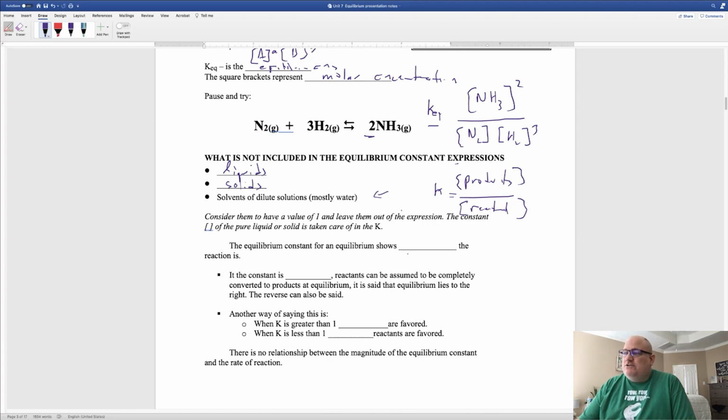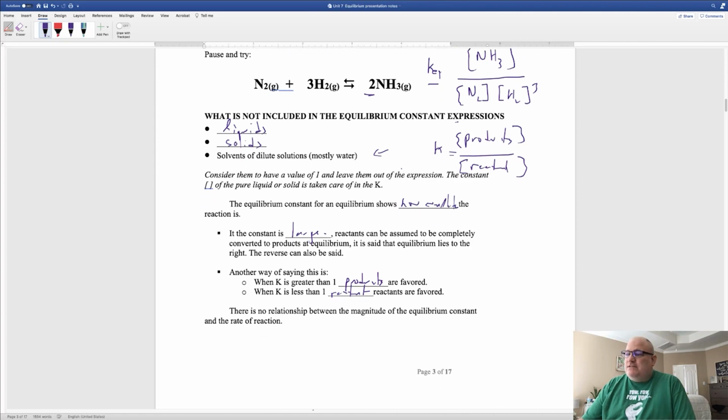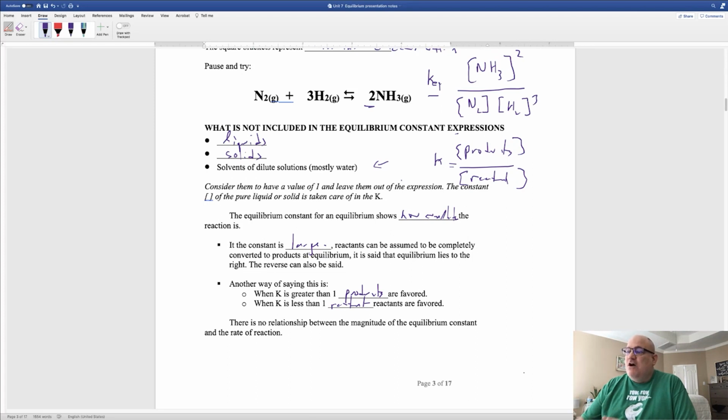So the equilibrium constant for an equilibrium shows how complete it is. If the constant is large, we assume that we have completely converted to products at equilibrium. Another way of saying this is when the K is greater than 1, products are favored, and when the K is less than 1, reactants are favored. The other thing you need to be aware of is this: how fast a reaction goes has nothing to do with K. All K does is give us a relationship, and I'm going to do a highlight here, between our products and our reactants.